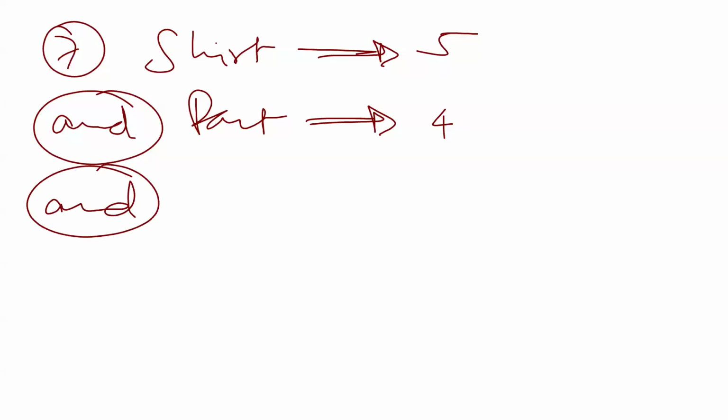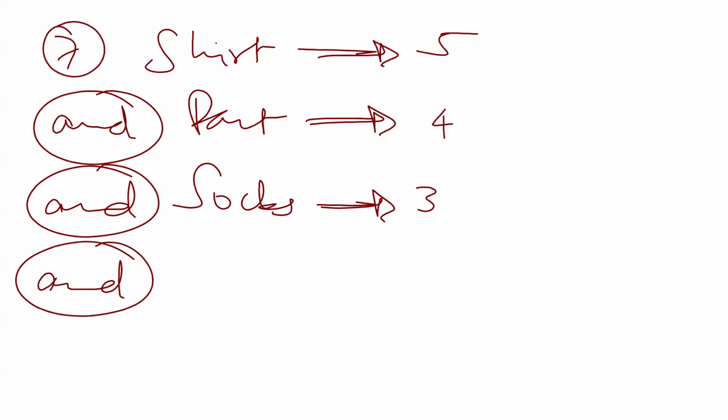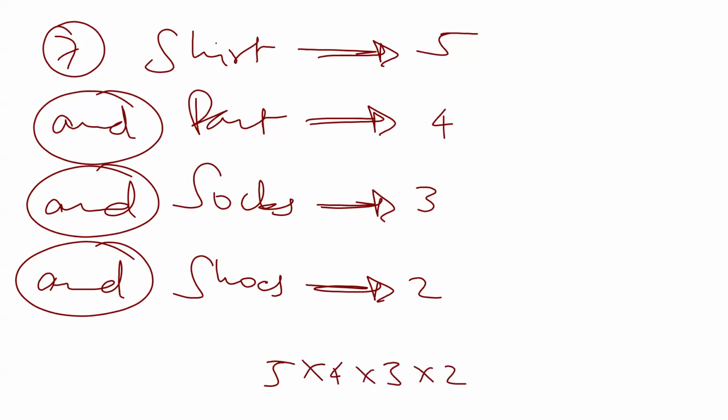and socks will be selected in 3 ways and shoes will be selected in 2 ways. Okay. So the total number of ways in which he can dress himself is to multiply all this. He's going to select a shirt and a pant and a pair of socks and a pair of shoes. So this many number of ways. I'm saying and, so it's multiplication.